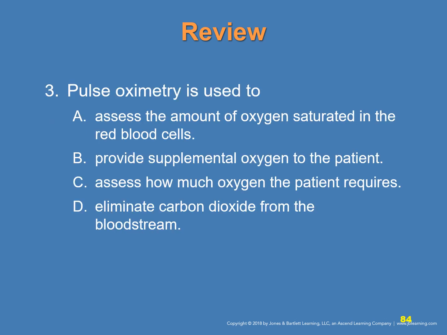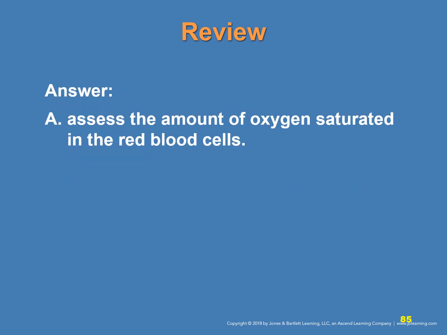Review question 3. Pulse oximetry is used to: A. Assess the amount of oxygen saturated in the red blood cells. B. Provide supplemental oxygen to the patient. C. Assess how much oxygen the patient requires. D. Eliminate carbon dioxide from the bloodstream. The correct answer is A. Assesses the amount of oxygen saturated in the red blood cells.